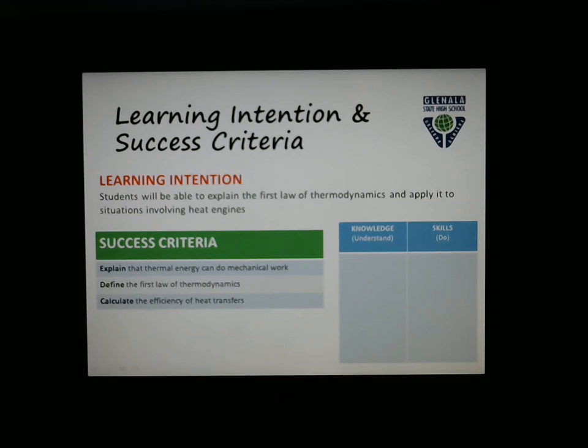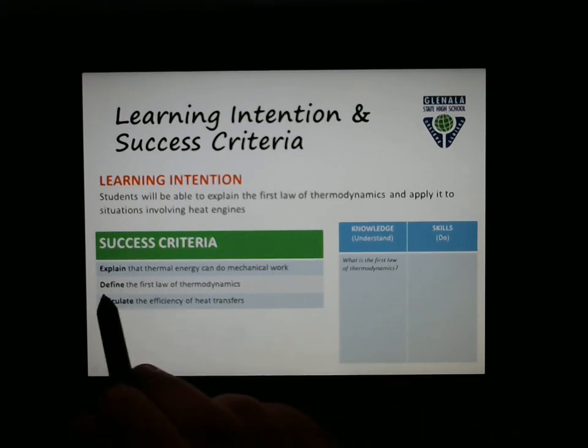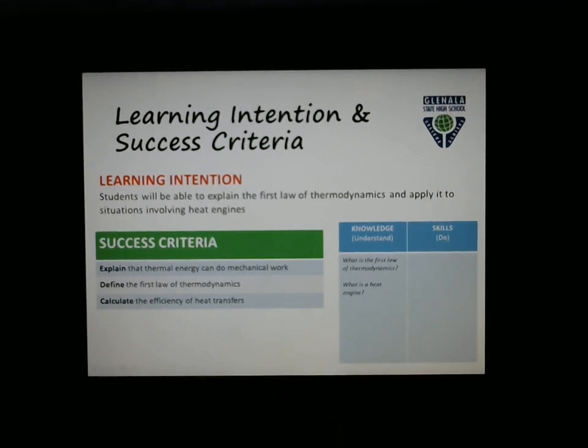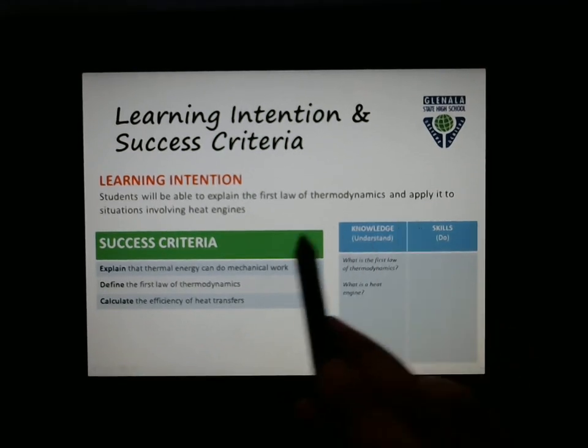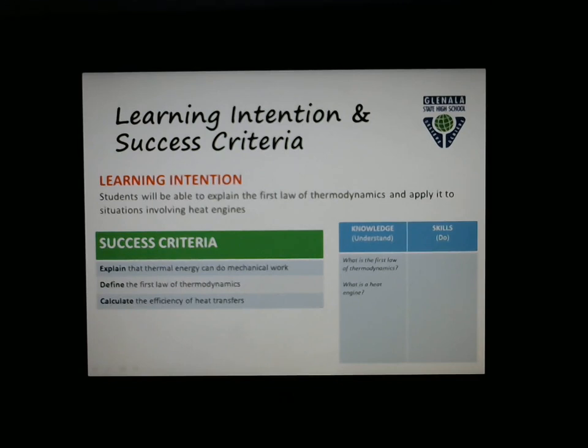Alright, so having a look through here, we've got a few knowledge verbs and a skill verb here. What's the first law of thermodynamics? If we don't know what it is, it's pretty hard to explain it. And that'll also help that definition. We need to know what a heat engine is, if we're going to be able to apply this theory to it. And we will need to know about efficiency, because this is one of the things we need to calculate as part of this. And so the skill you should ask yourself is, can you calculate efficiency?